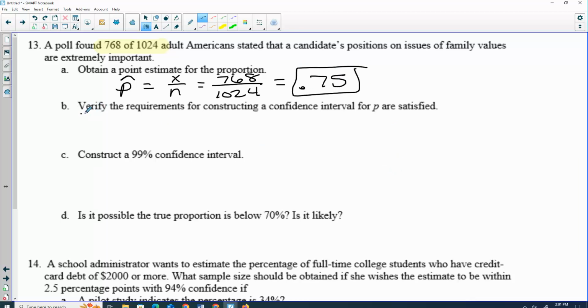Okay, verify the requirements for constructing a confidence interval for P are satisfied. I'm asking you to check the criteria. Okay, criteria are the same as what we have over here. So we have N, which is 1,024, times P. Since we don't have the actual P, we're doing our P hat here, so 0.75. 1 minus 0.75.